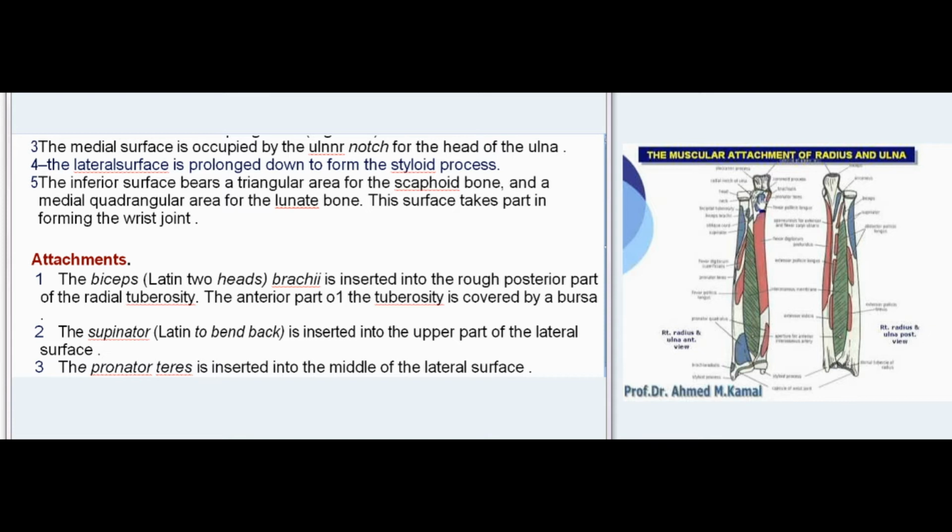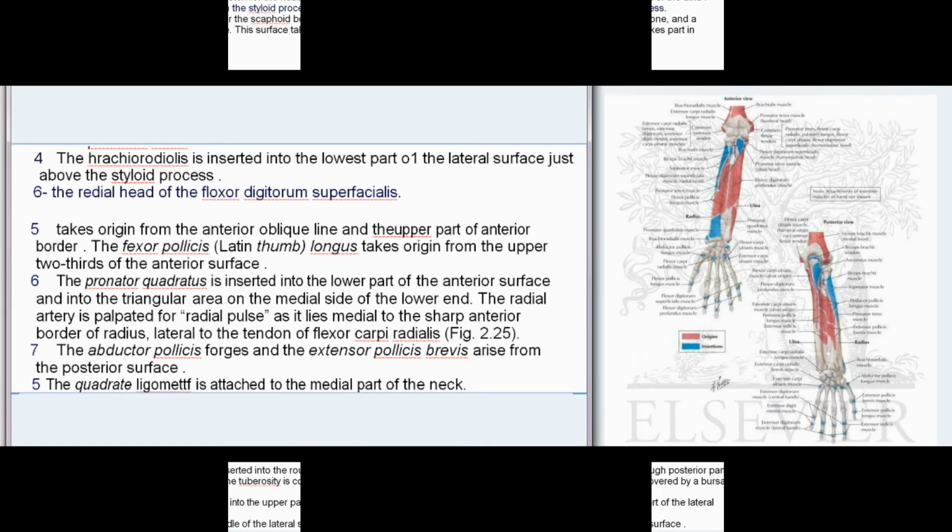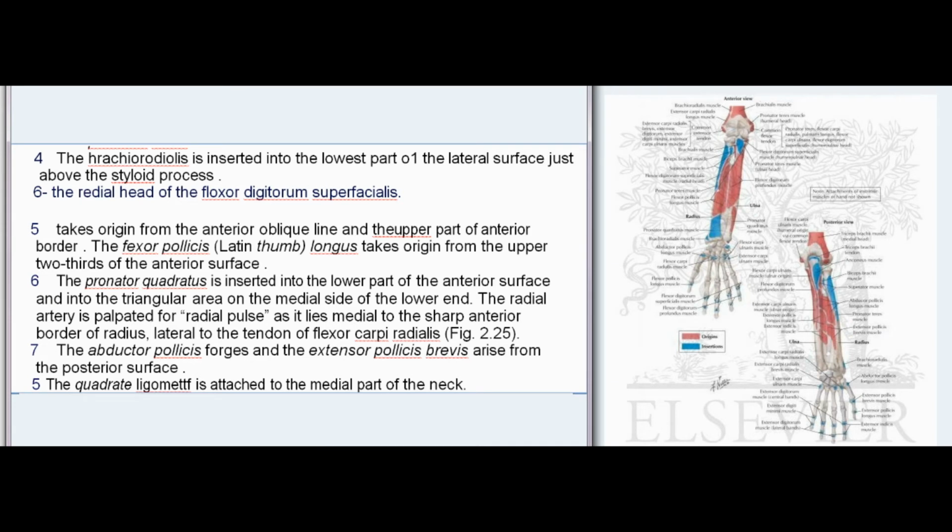Attachments. 1. The biceps, Latin two heads, brachii is inserted into the rough posterior part of the radial tuberosity. The anterior part of the tuberosity is covered by a bursa. 2. The supinator, Latin to bend back, is inserted into the upper part of the lateral surface. 3. The pronator teres is inserted into the middle of the lateral surface. 4. The brachioradialis is inserted into the lowest part of the lateral surface just above the styloid process.